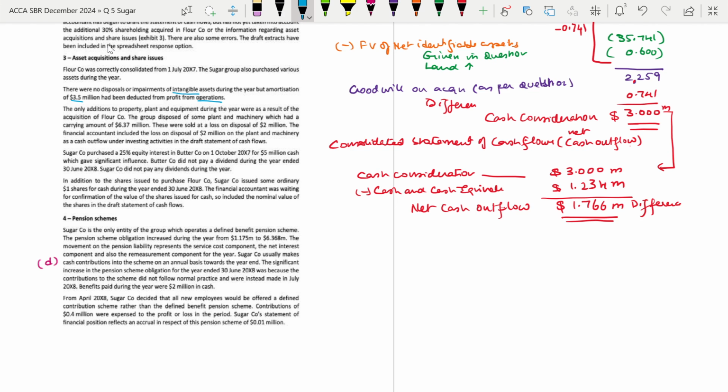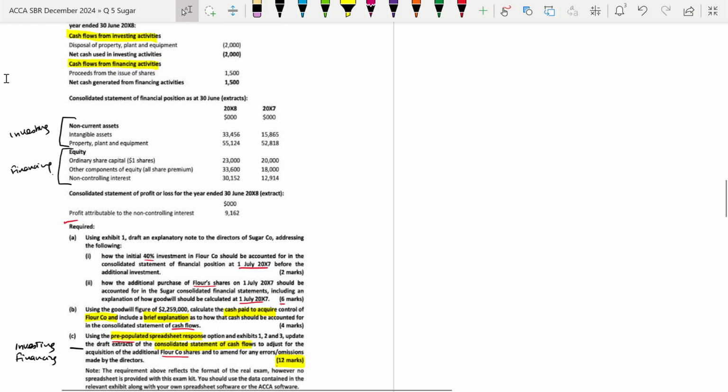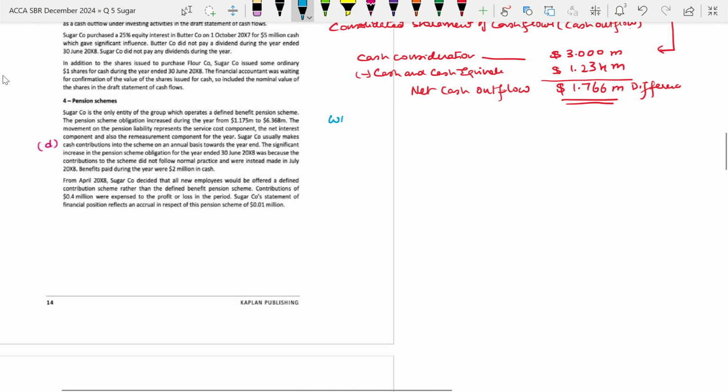The only additions to the property, plant and equipment during the year is the acquisition of flow. They have disposed of some plant and machinery. How much did they dispose of? 6,370. It has been sold at a loss of 2 million. Got my point? See the working. This is question number C.